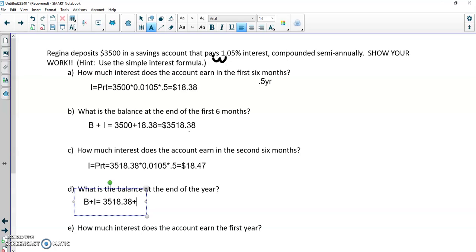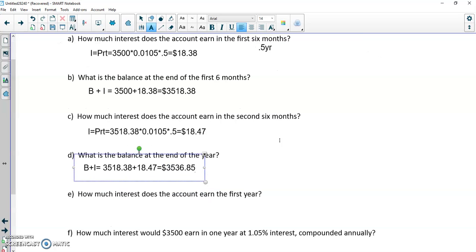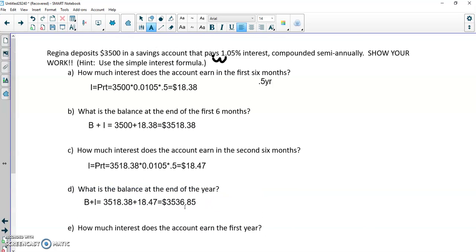And to that, I'm adding my interest that I earned in the second 6 months of $18.47. And I'll get $3,536.85. So at the end of the year, that's how much money I'm going to have in my account.